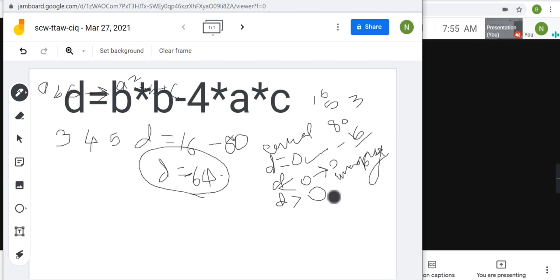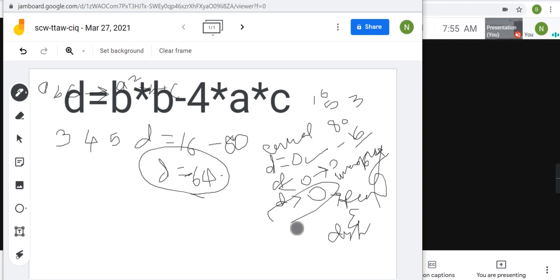If the value D is greater than 0, roots are real and distinct. So if the roots are real and distinct, we need to find the roots.